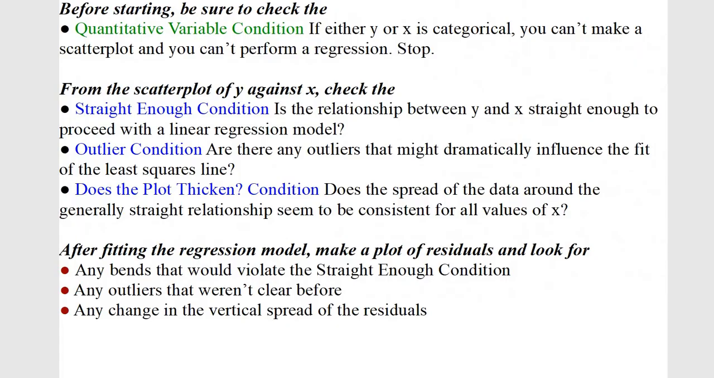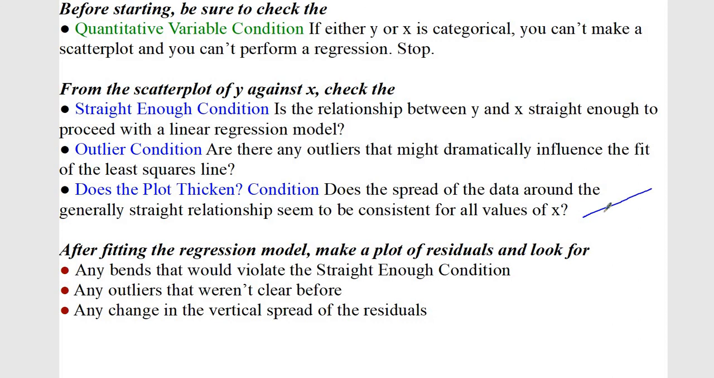Anyway, before you start your linear models, before you start finding out what the slope is and y-intercept and all that stuff, you need to make sure that the quantitative variable condition is met. If it's categorical, it doesn't make sense, stop what you're doing. Then from there, do your scatter plot of y against x. Check your straight enough condition, your outlier condition. Does the plot thicken condition? So does the spread of the data around the generally straight relationship seem to be consistent for all values of x?